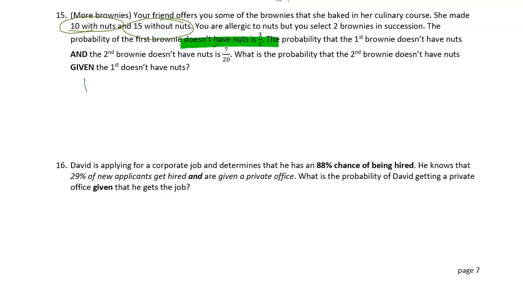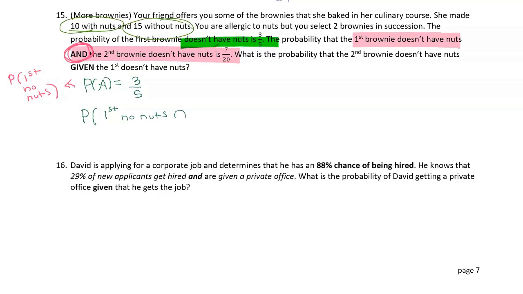Let's write down the probability of event A is going to be 3/5. This is the probability that the first has no nuts. Then the next part says the probability that the first brownie doesn't have nuts and the second brownie doesn't have nuts is 7/20. The word to focus on is "and." So let's write all those words in math notation. The probability that the first has no nuts and the second has no nuts is 7/20, or we can rewrite this as probability of A and B equals 7/20.